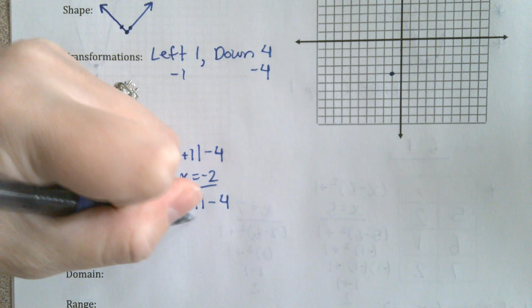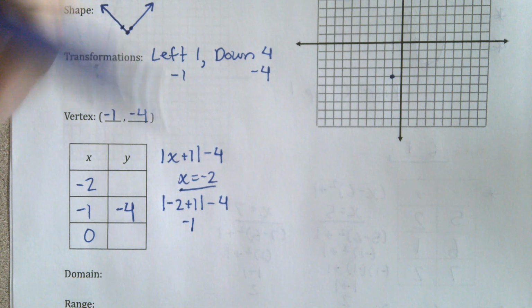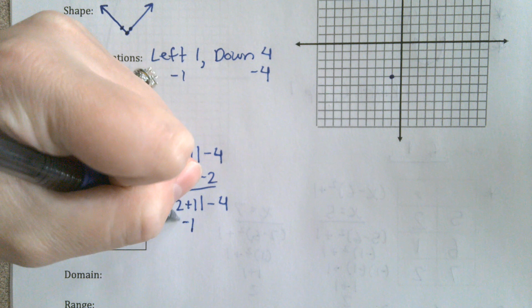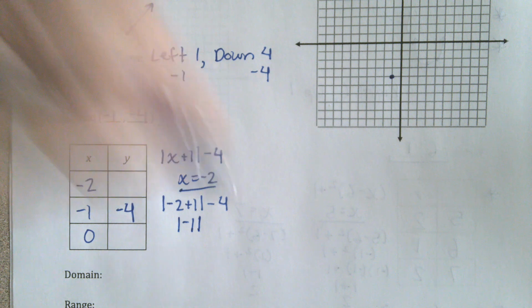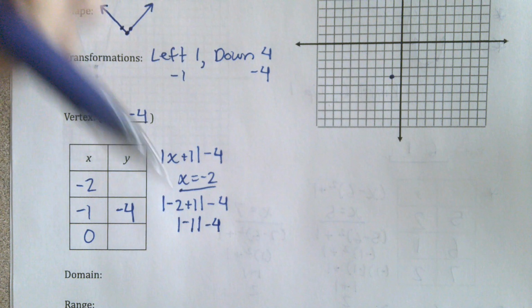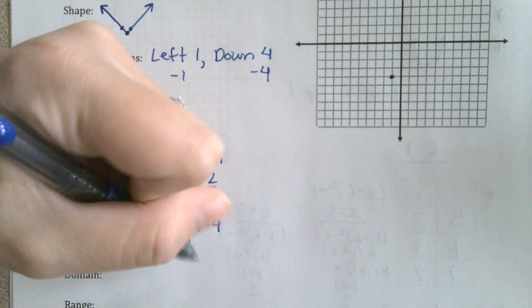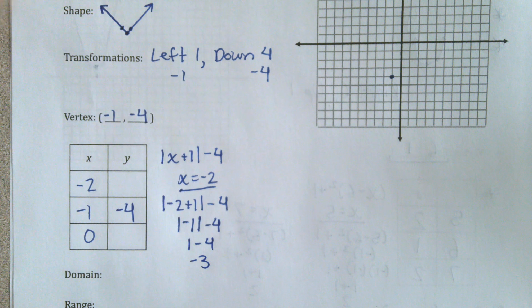-2 plus 1 is -1. I'll see students write that, and they won't drop down that absolute value sign, and that changes the answer. Remember, it's the absolute value of -1 minus 4. Absolute value of -1 is a positive 1. Minus 4 gives us -3.